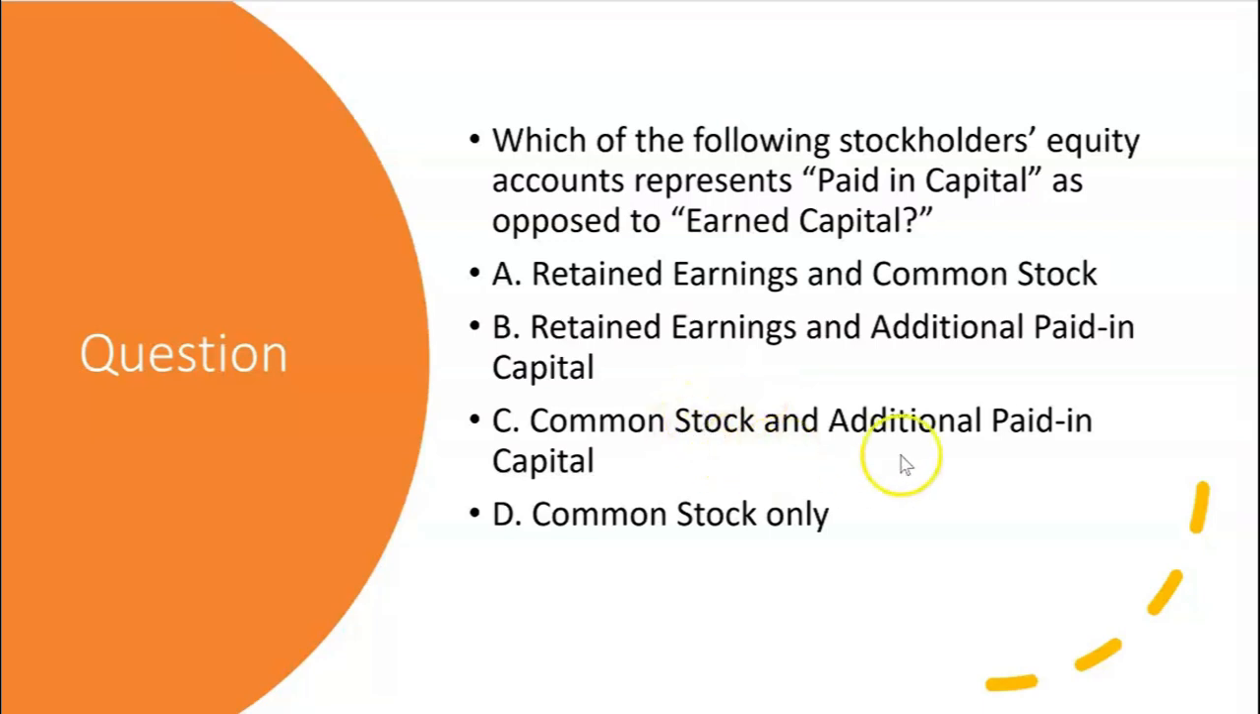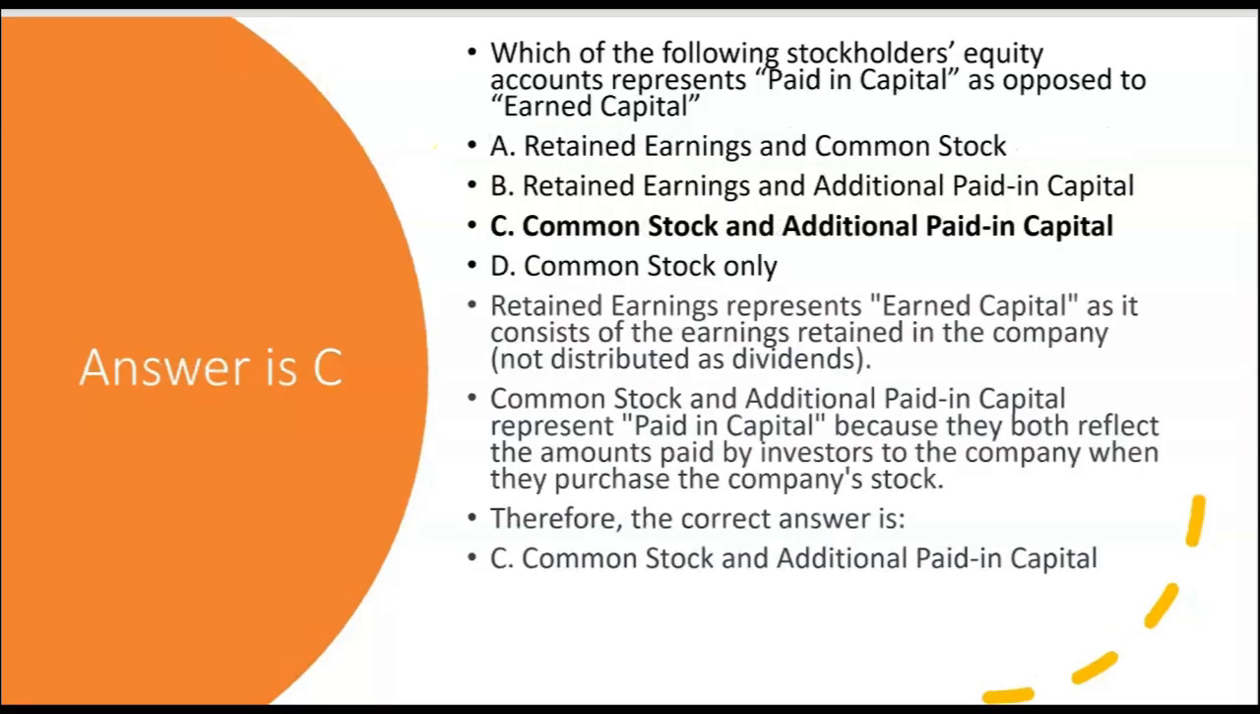C, common stock and additional paid-in capital. Yes, that's considered paid-in capital. Paid in by the investors. D says common stock only. No, it would be common stock and additional paid-in capital. Also, preferred stock would be paid-in capital too, and so would additional paid-in capital preferred. So the answer is C.